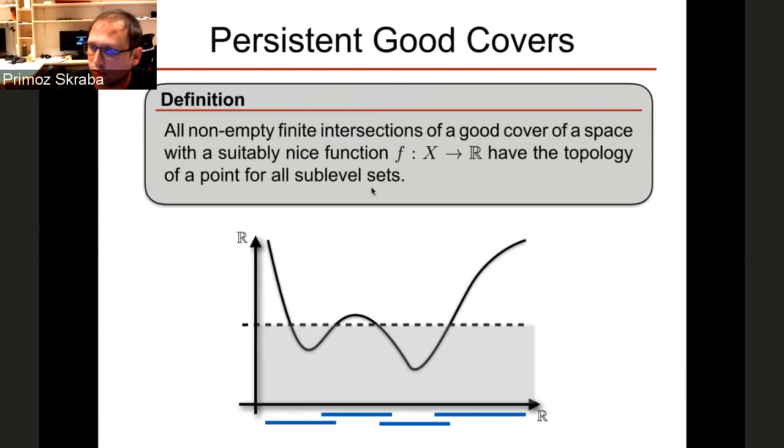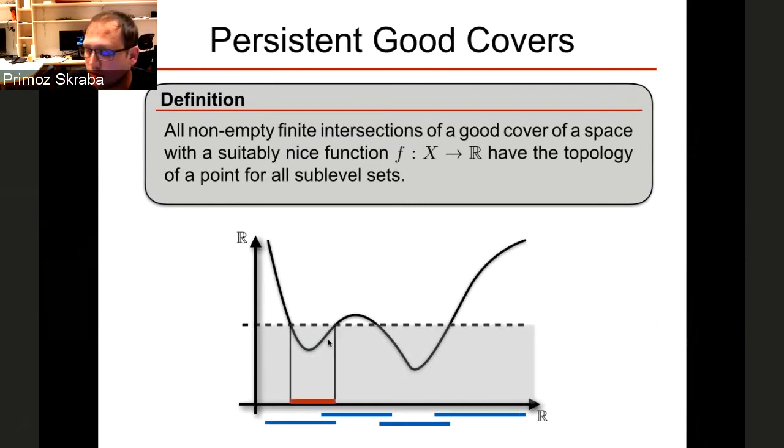So here are my cover elements. This is my function. And I want to start bringing persistence into this, right? So let's look at a specific sublevel set. Perhaps a first take on a persistent good cover would be to say that, okay, at each level we have a good cover, right? But this ends up being very, very restrictive.